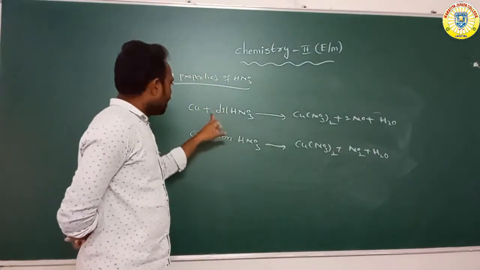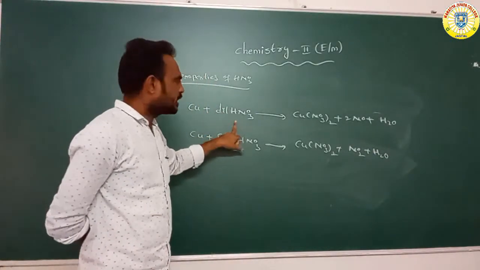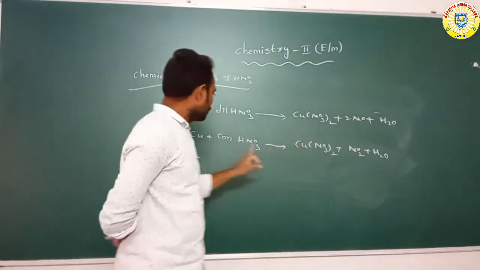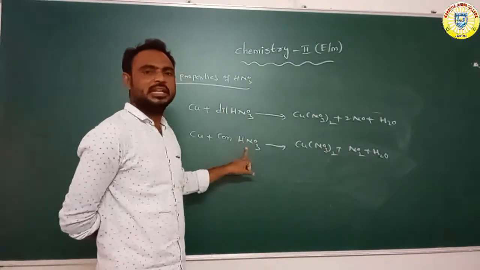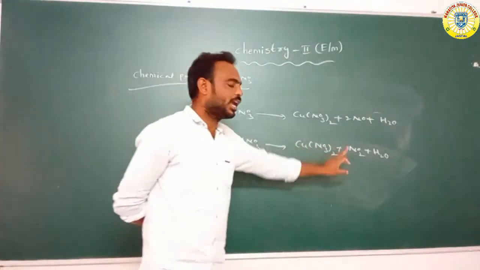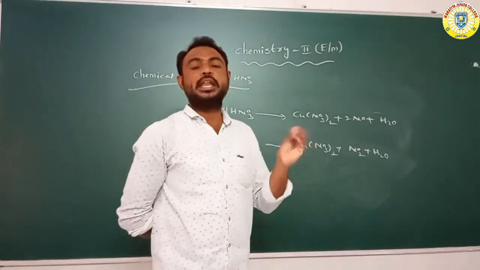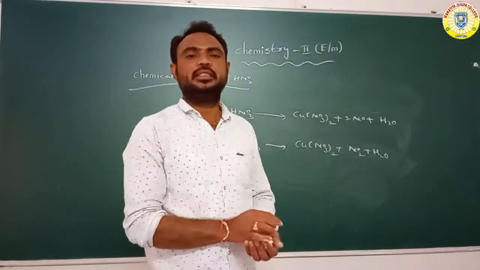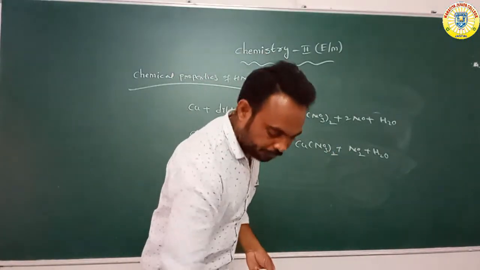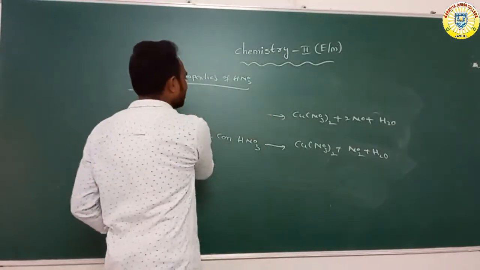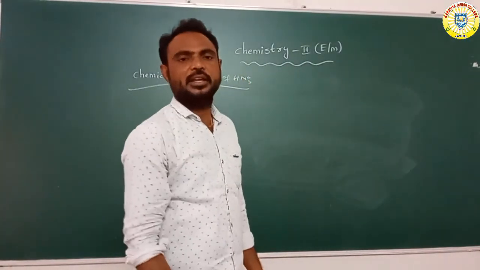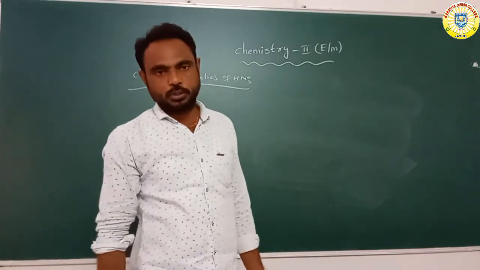But copper reacts with dilute HNO3 to form NO, nitric oxide. Copper reacts with concentrated HNO3 to form NO2, nitrogen dioxide. So that is how it reacts with copper metal. Next further, HNO3 also reacts with zinc metal.